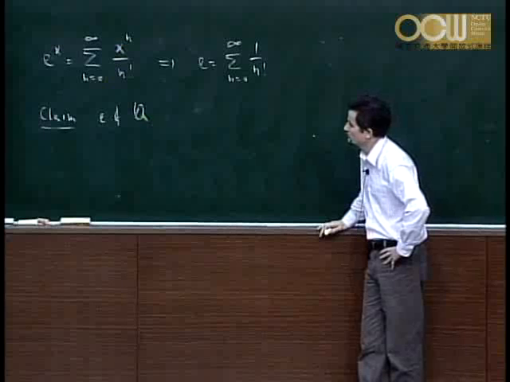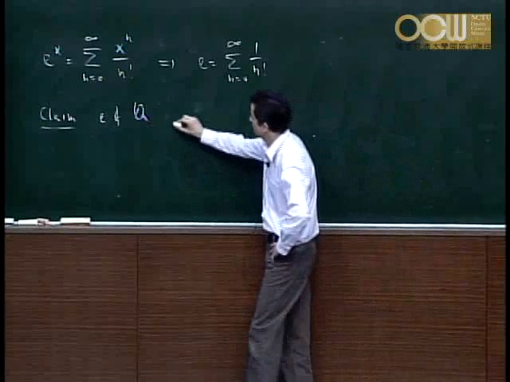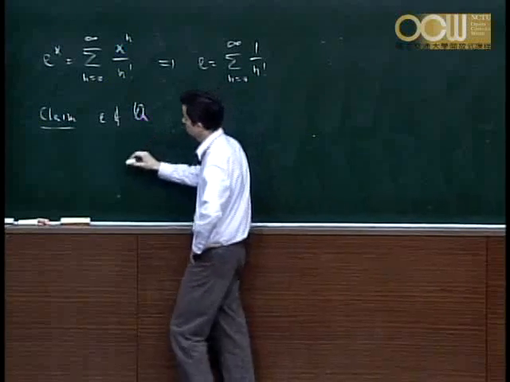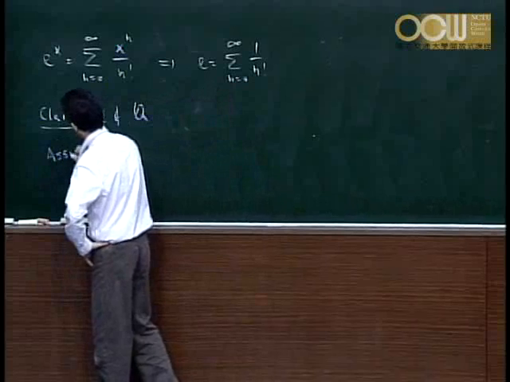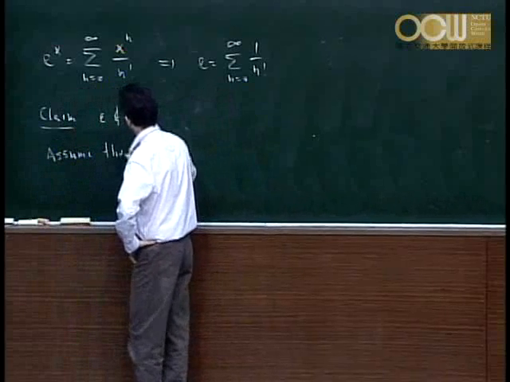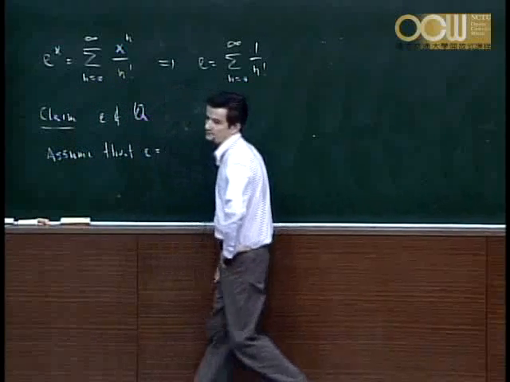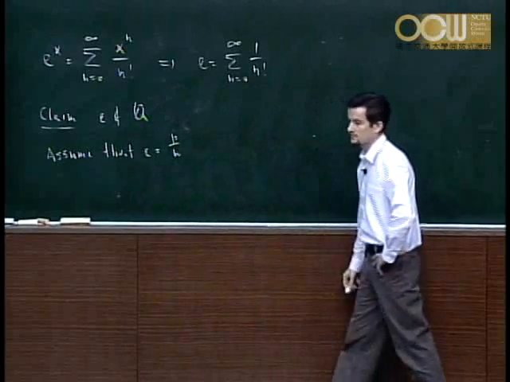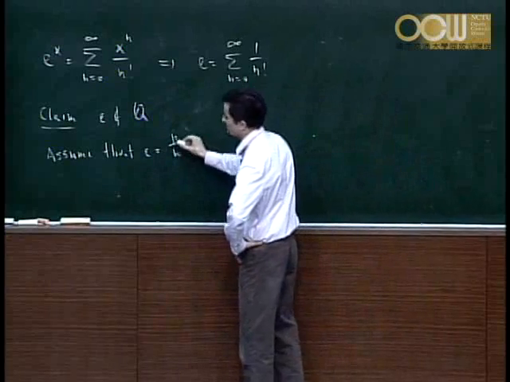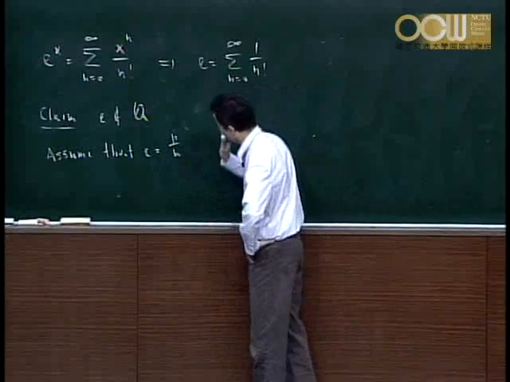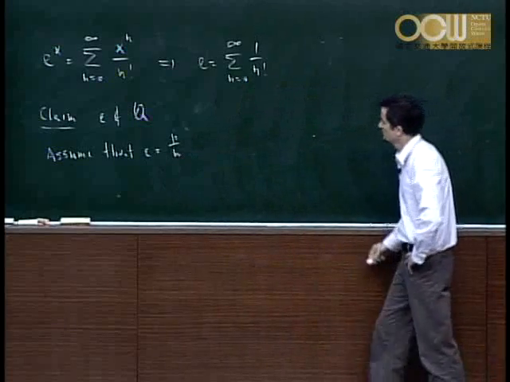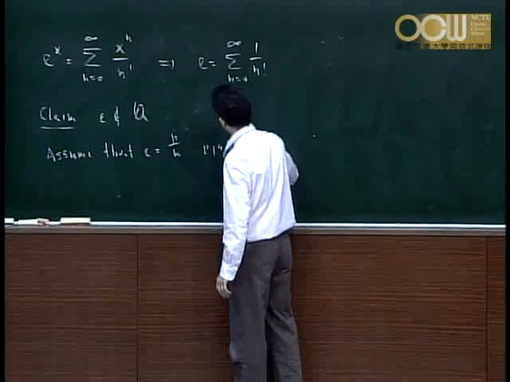So what you do in order to prove this, as you might guess, is we assume it's not true, so we assume that E is rational. Now, if E is rational, you can write it as P over N. And both of them must be larger than 0, because we know E is a number which is larger than 0.